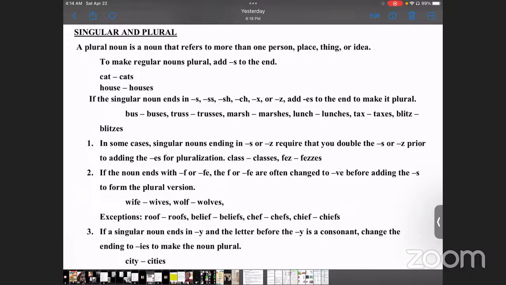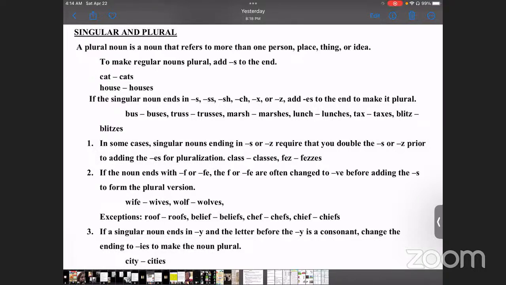To make a regular noun plural, add an S to the end. Cats, you just add an S there. Houses, you add an S-E-S there. With the house, it comes in.